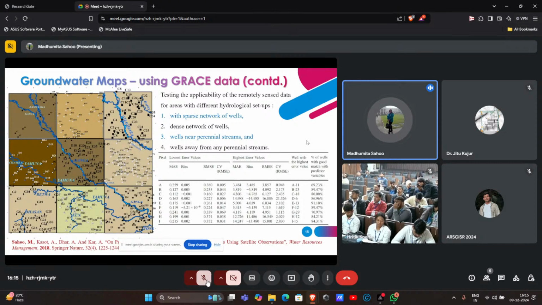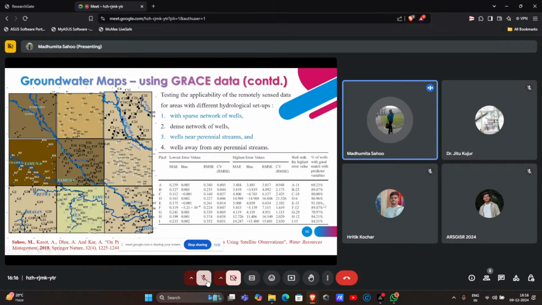It's a very small place. It's more like if we sum it up, it will be like a 300 kilometer by 300 kilometer grid. So we try to see it, and there is this result with percentage of wells with good match with the GRACE data. So we find that 91.1% of wells really match well with the GRACE data, and the GRACE data was able to capture very, very small changes in the groundwater level.